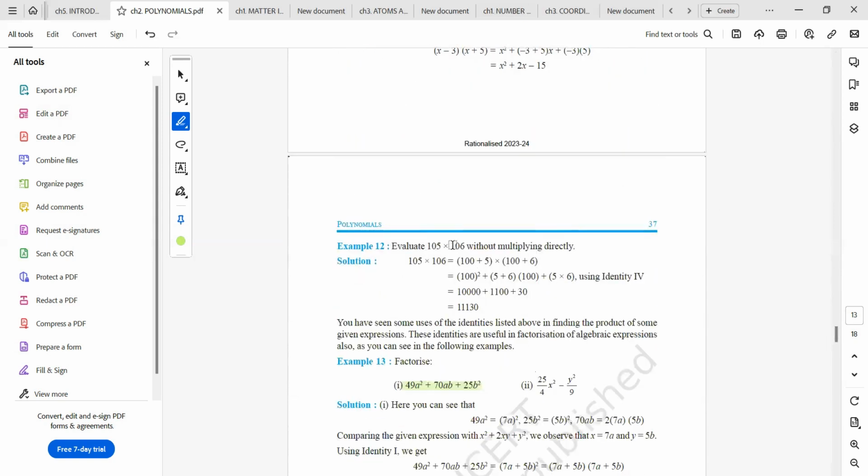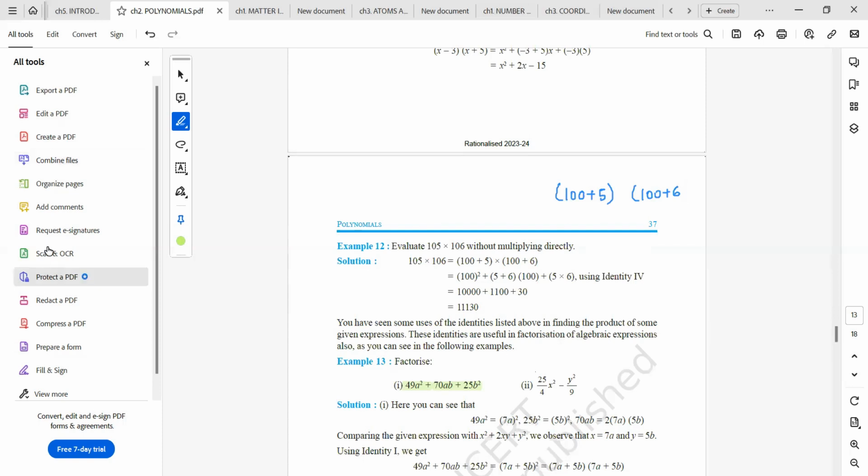Like if it is 105 and 106, you need not multiply it. You have to simply use the identity. 105, we can write it as 100 plus 5, and it is 100 plus 6. So we can use the fourth identity and you can solve this. Clear? Yes, ma'am.